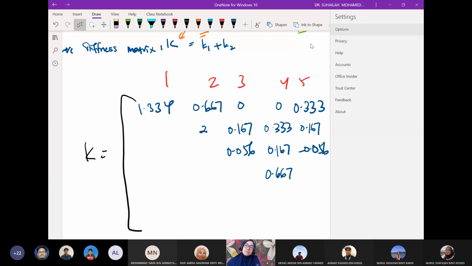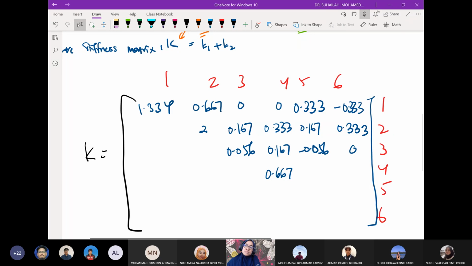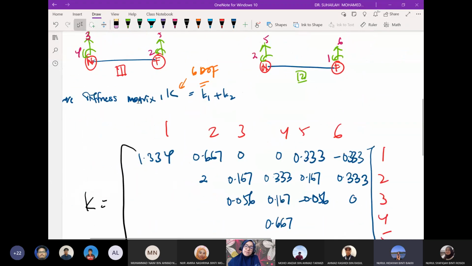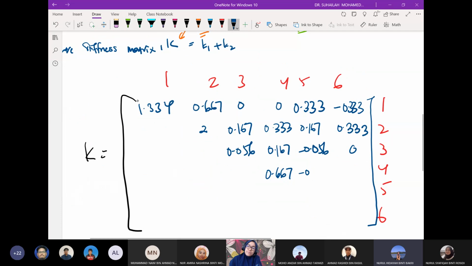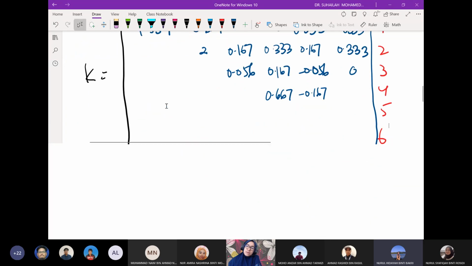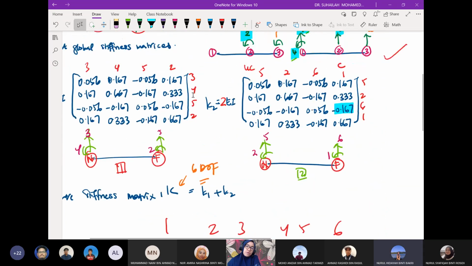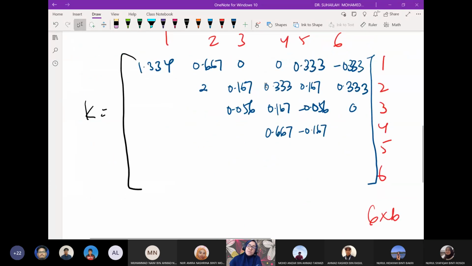Saya tak ingat nak buka grid. Mana tak grid dia tu? Tak apalah, nantilah. Okay. Next, 4, 5. 0.167. Dan negatif ya? Negatif. Negatif lagi. 0.167. 4, 5, 4, 6. 4, 5 negative 0.167. 4, 6, no 4, 6, 0 eh. So this one is 0.